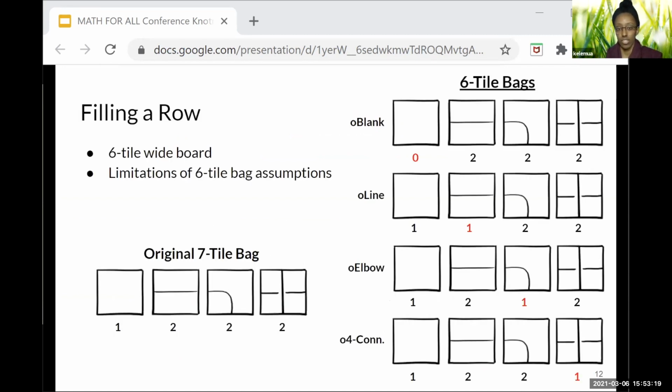Since Knotris has a 6-tile wide board, we made 4 6-tile bags by omitting 1 tile of each tile type from the original 7-tile bag, as you can see on the right.